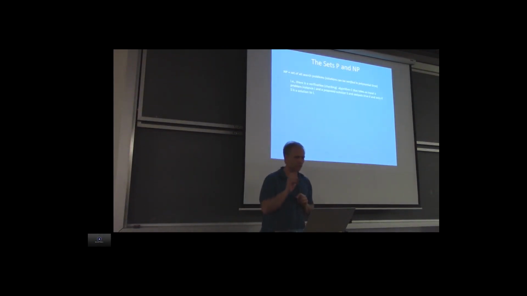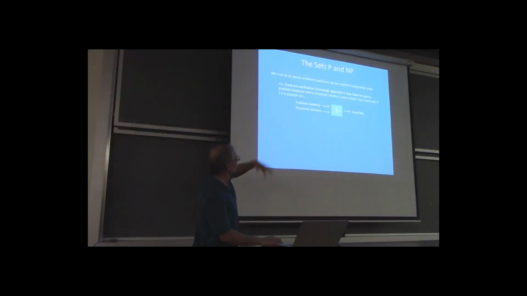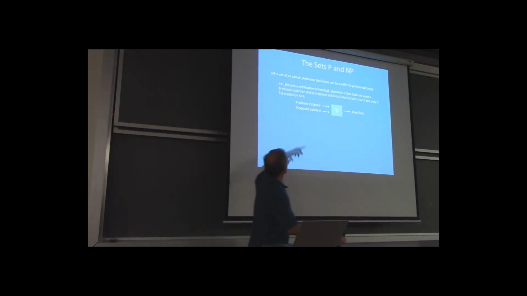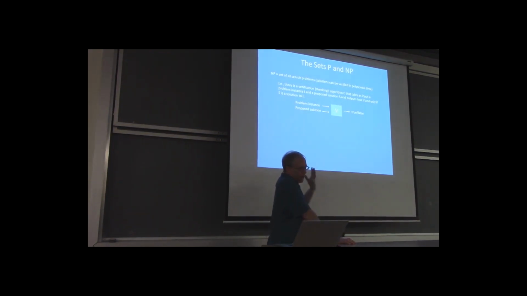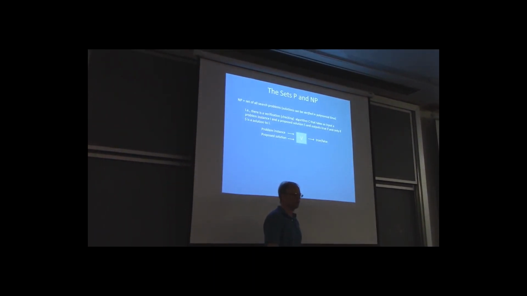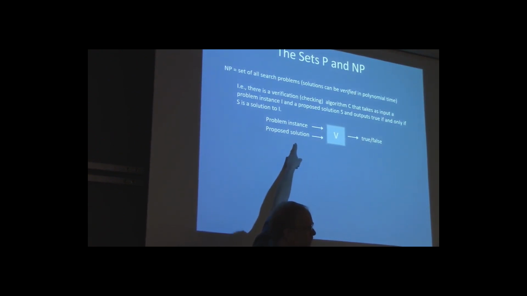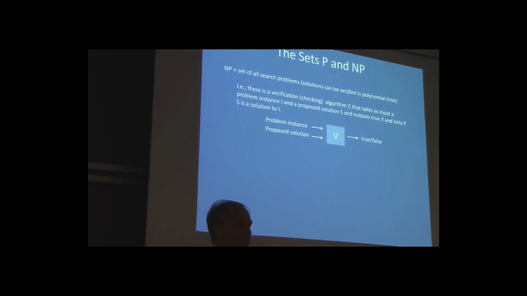And then the set P, well, I guess I'll talk about it a little more here. So by verification algorithm, I mean you take a problem instance, say a graph, and you're taking a proposed solution, let's say a set of edges. The verification algorithm will output true or false. Is the proposed solution actually a solution to the problem? Okay, so the verification algorithm takes both those pieces in and outputs true or false. So that's the set NP.